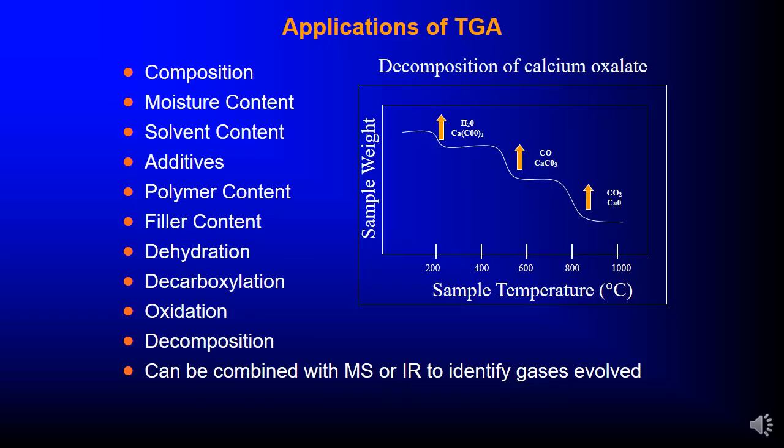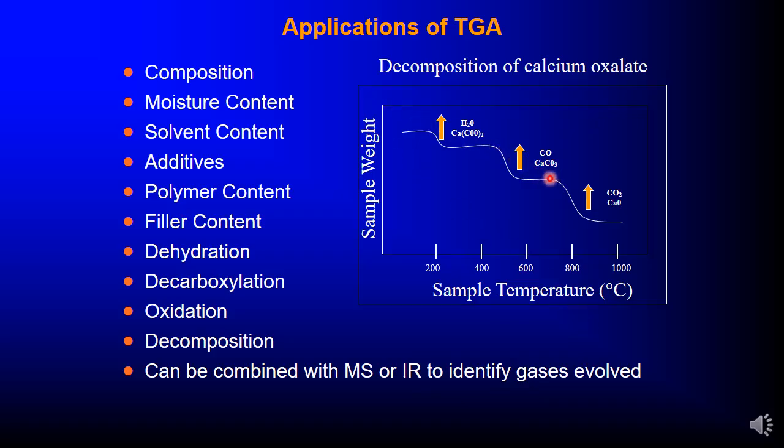Applications of thermogravimetric analysis. We look at composition, moisture content, solvent content, additives, polymer content, filler content, dehydration, decarboxylation, oxidation, and decomposition. It can be combined with mass spectrometry or infrared spectrometry to identify gases evolved. So you can see sample temperature and sample weight.